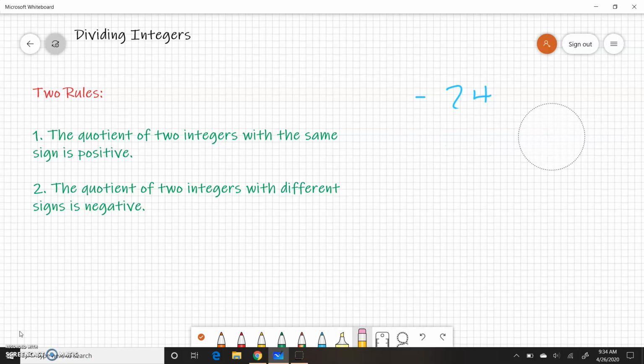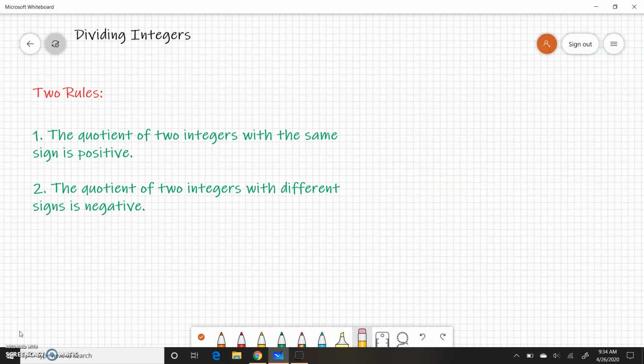Okay, rule number 2. The quotient of two integers with different signs is negative. So the answer to a division problem that has two integers and the signs are different, the answer is negative. So just like when we were multiplying. So if you have -12 divided by 6, you would get 2, and one is negative and one is positive, so it's -2.